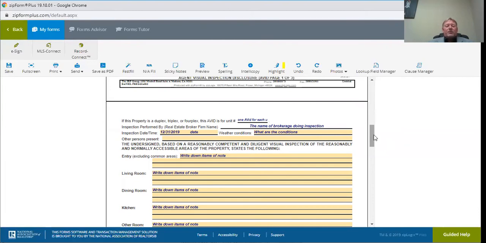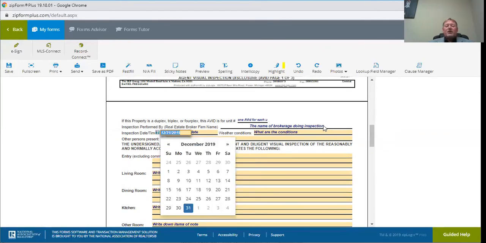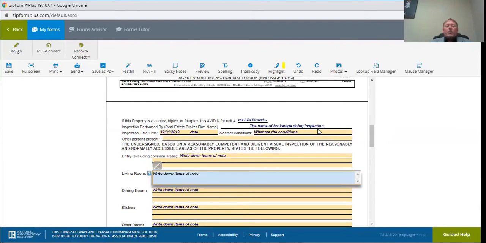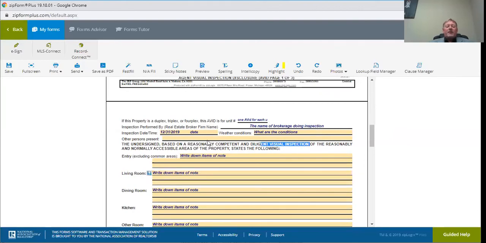The inspection performed by, this is going to be the name of the brokerage that is actually doing the inspection, the date, and also what the weather conditions are. For example, was it very foggy? Was it raining very badly? Was it sunny? We always want to note that. And then the undersigned, based on a reasonable, competent, and diligent visual inspection of the property, has found the following items.